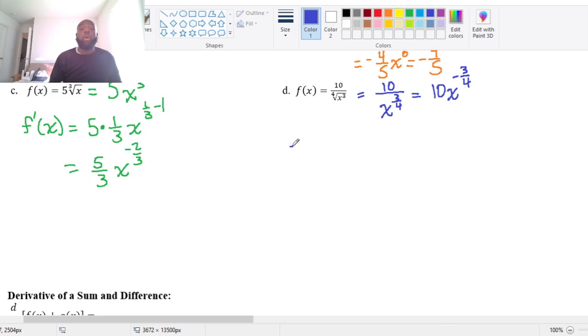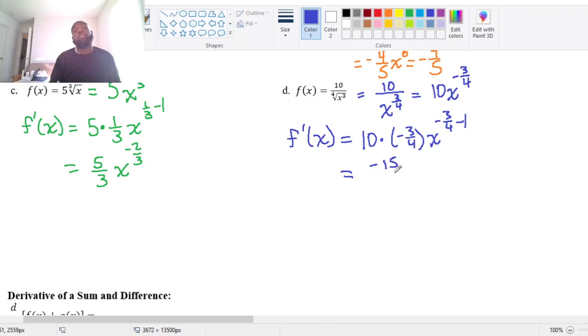Now that we've done that, we can find our derivative, f prime of x, and that f prime of x is going to have that 10 because of our constant multiple rule. I bring that negative 3/4 out front, and I reduce my exponent by 1. Now 10 over 4 is 5/2. Multiply that by negative 3, that's negative 15 over 2. Or you can say that's negative 30 over 4. Negative 30 divided by 2 is negative 15. 4 divided by 2 is 2. And negative 3/4 minus 1 is negative 7/4. And so I get that as my derivative.